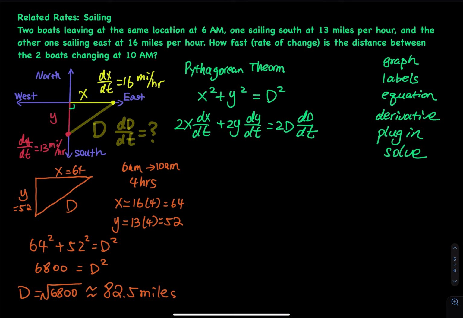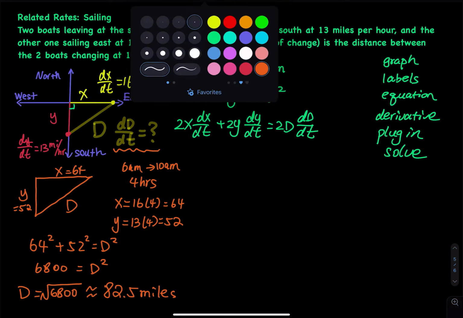All right, so now we have x, y, and d. So the only thing, what do we not know? We do not know dd/dt, right? So this one, we do not know. Okay, let's plug in everything we know, and then we solve for the thing that we don't know. All right, let's perform the plug-in.